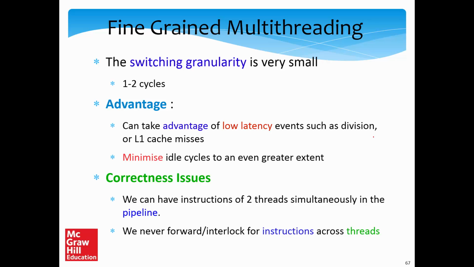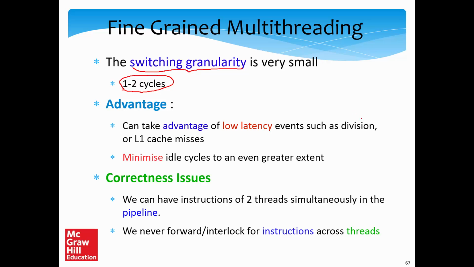Now let's take a look at fine-grained multi-threading. This is almost the same as coarse-grained multi-threading. The only difference is that the switching granularity, which means the time at which we switch, is much smaller. It's in the range of 1 to 2 cycles, whereas that was in the range of 10, 20, 30 cycles. The advantage of fine-grained multithreading is that it can take advantage of very low latency events, such as division or L1 cache misses.